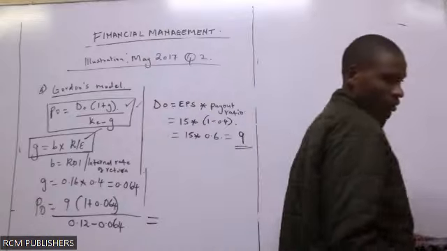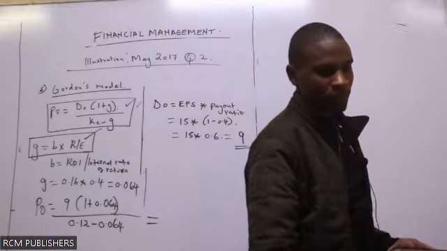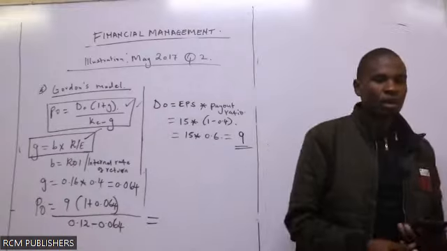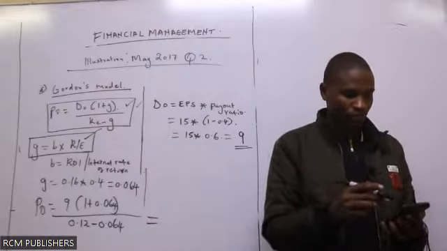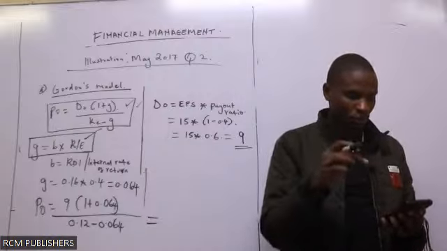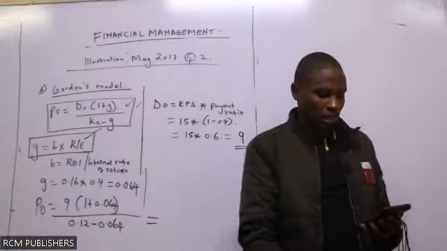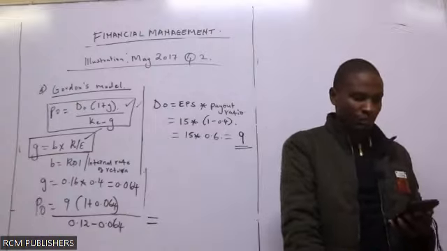So what do we get there? How much are we getting? Let me go to Walter's model.